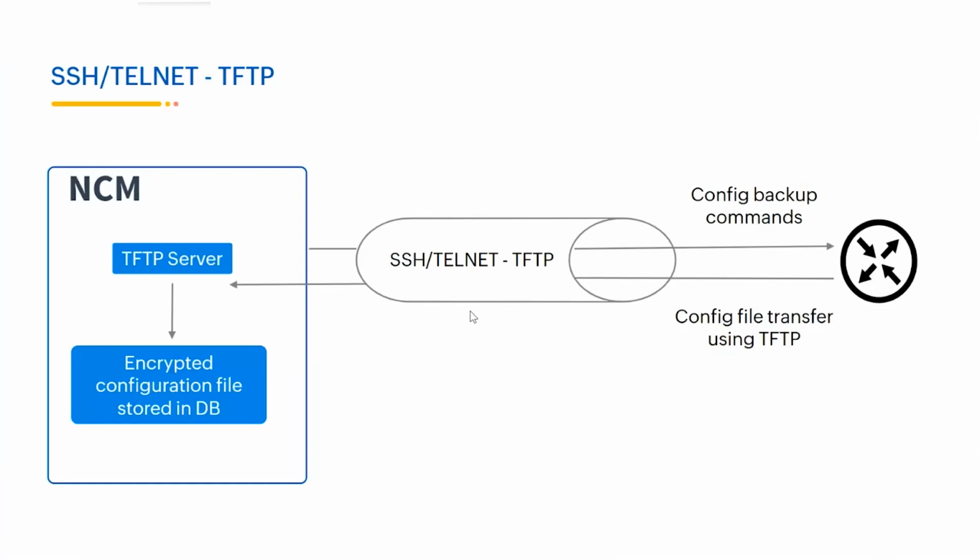So second is SSH Telnet with TFTP. So Network Configuration Manager also comes with a built-in TFTP server. So for this method, Network Configuration Manager sends the configuration backup command to the device, and the device transfers the configuration file using TFTP. This file is then sent to the TFTP server where it's encrypted and stored in Network Configuration Manager's database.